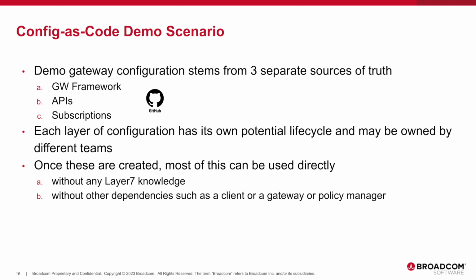The configuration as code scenario consists of 3 separate layers of configuration. This is inspired by what some of our most advanced customers are doing today. Each of these layers has its own potential lifecycle and is meant to be owned by separate teams. And once these configuration sources of truth are created, they can be used directly without prior Layer7 knowledge or any dependencies such as a thick client like Policy Manager or even something like a development gateway.